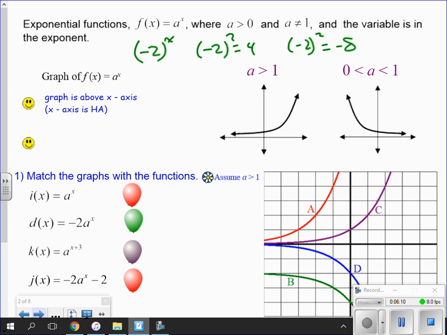Graph is, generally speaking, above the x-axis. There are a few exceptions. We'll talk about them in a minute. But as a rule, it's above the x-axis.